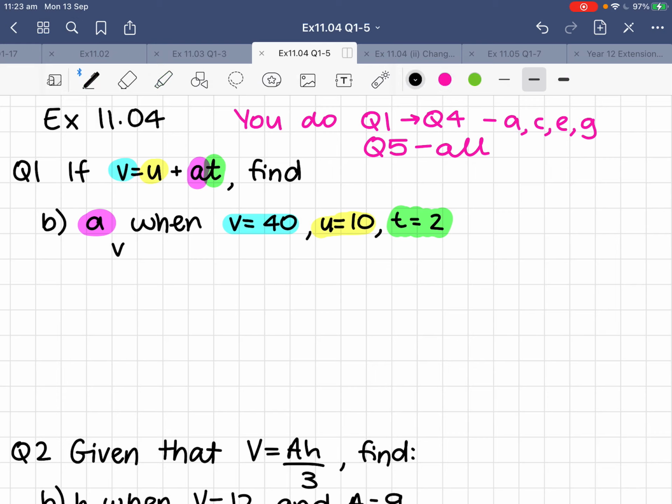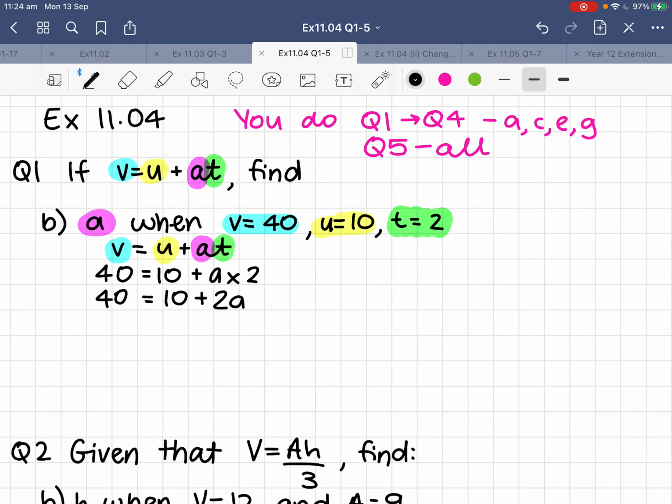Okay, so I'm just going to write out the equation again and highlight again really quickly, just so it's clear where each of the values are going. Okay, so now we're going to substitute in. So for V, we know that V is worth 40. We know that U is worth 10, plus A is what we haven't been given. And the relationship between A and T is times, so we're going to write times 2 because the value of T is 2. I'm then just going to rewrite this as 40 equals 10 plus A times 2 is 2A.